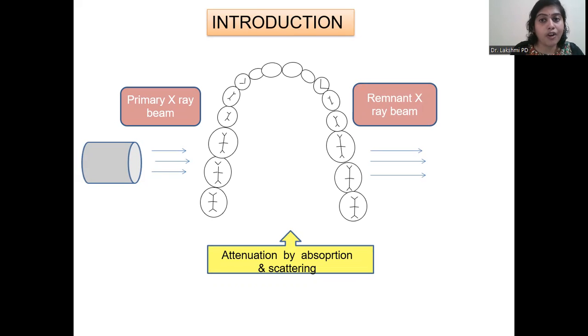However, to record this invisible remnant X-ray beam, which carries all the diagnostic information, we need a recording medium. This is where our X-ray film comes into play. So the main recording medium or the image receptor in dental radiography is nothing but our X-ray film.